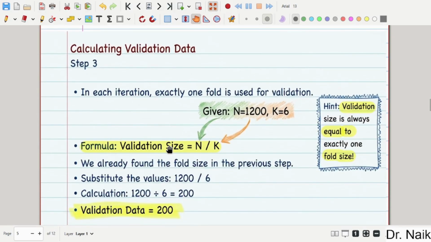Now calculate validation data. In each iteration, exactly one fold is used for validation. We have been given n, the number of data points, as 1200 and k folds as 6. So validation size is n divided by k. Just now we found the fold size in the previous steps. So n is 1200 and k is 6. So 1200 divided by 6 is 200. So validation data is 200.